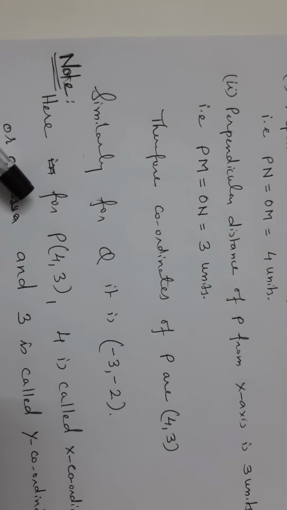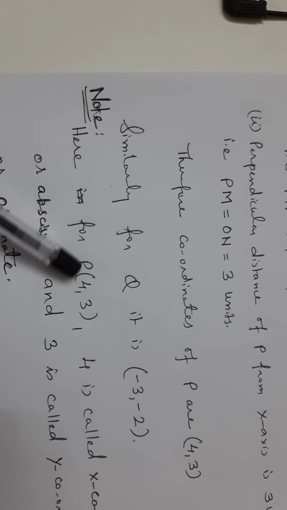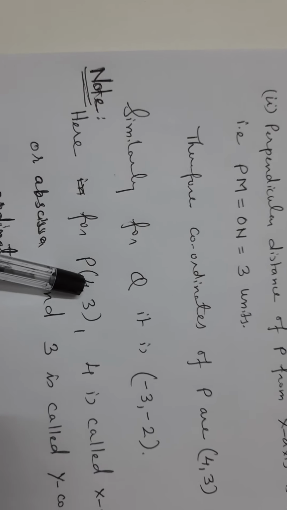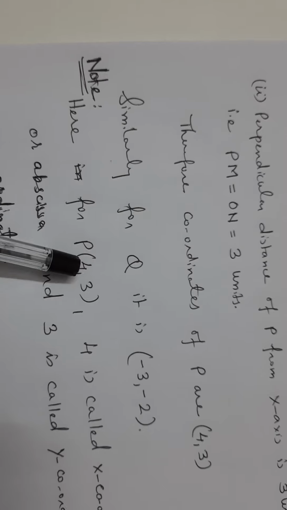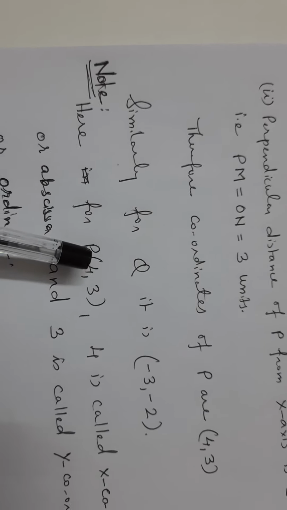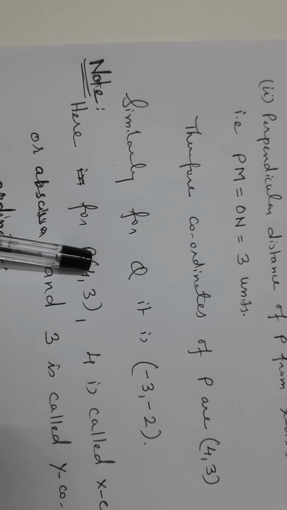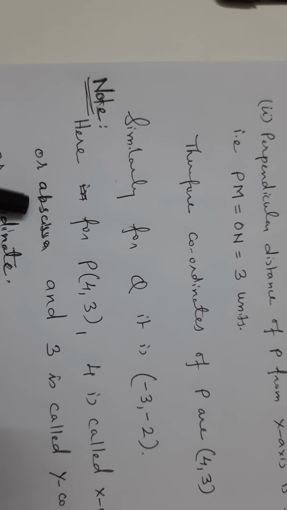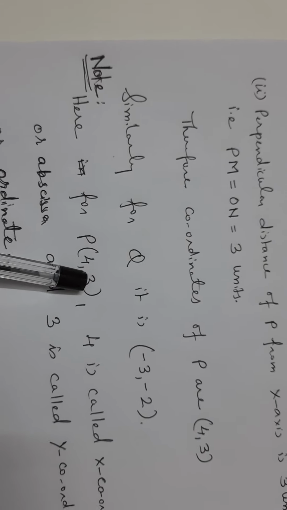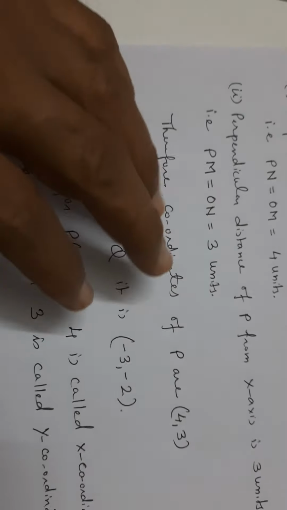Here, for P, 4, 3, 4 is called x coordinate. Whatever we write first is always known as x coordinate. It is always to be read and understood as x coordinate. X coordinate is also known as abscissa. And 3 is called y coordinate, and it is known as ordinate.